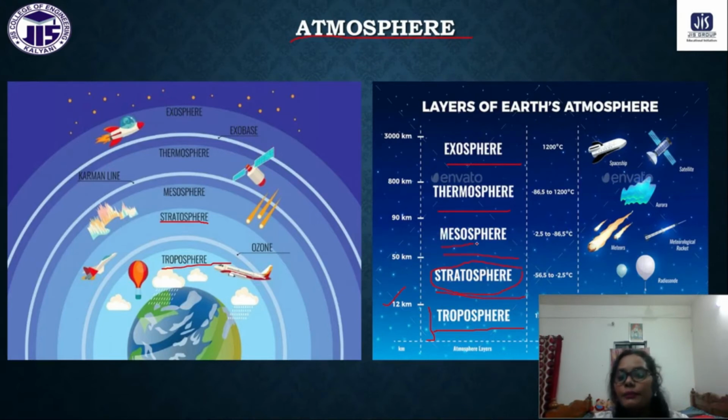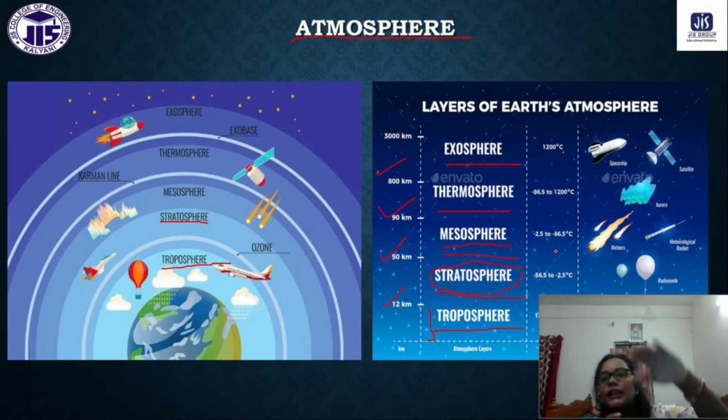Now next we have the mesosphere. Stratosphere extends up to 50 kilometers. Above that we have the mesosphere, which is 90 kilometers. Above that we have the thermosphere, which extends around 800 to 900 kilometers. And at the uppermost layer, that is the exosphere. Here we also have the ionosphere, where all types of ions, free radicals are there. So these are some of the components of the atmosphere that we have.